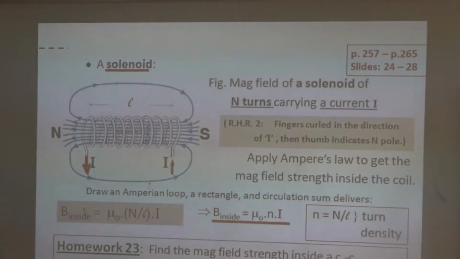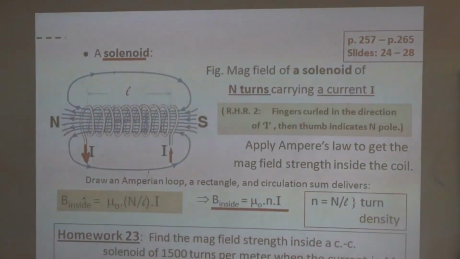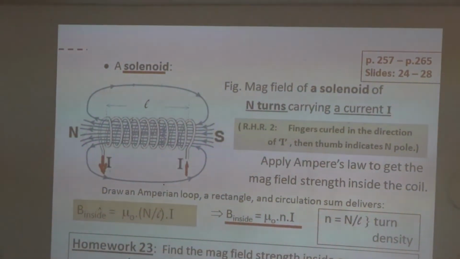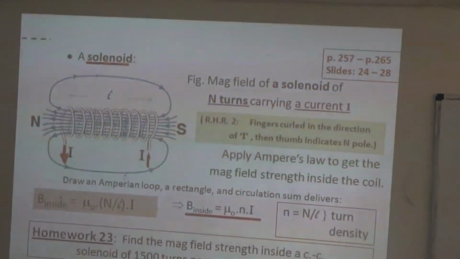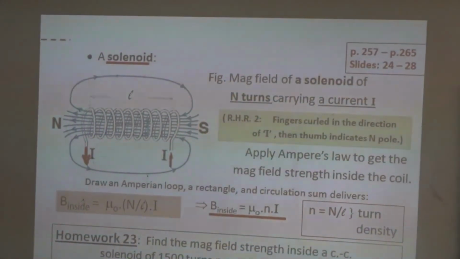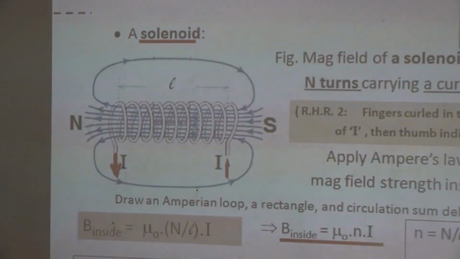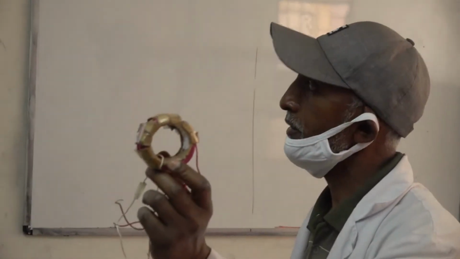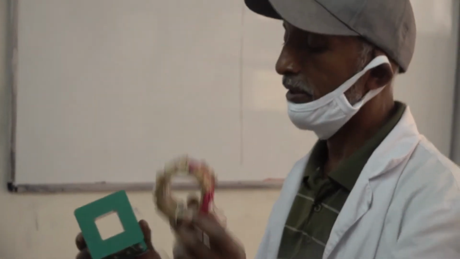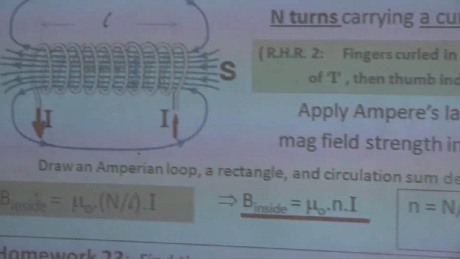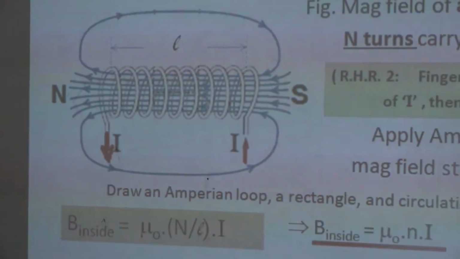Alright, another application of Ampere's law, interestingly, is something that we call a solenoid. A solenoid is something that looks like this here, as you can see in the drawing. This one here is what we call a solenoid. It's just a coil which is empty inside. This is another solenoid. You can use solenoids for different purposes.